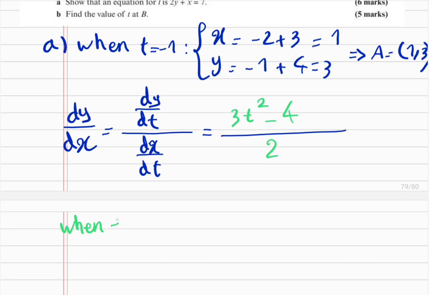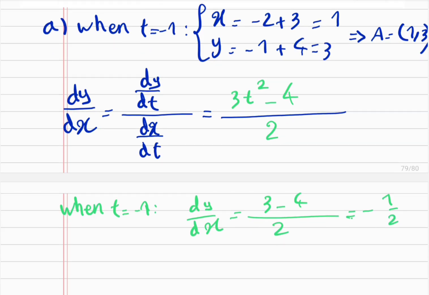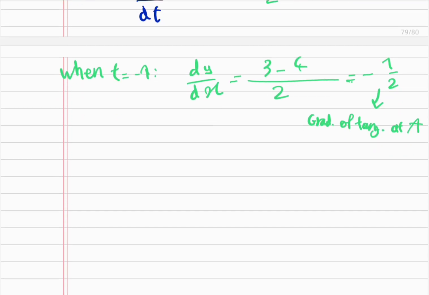So when t is equal to minus 1, dy by dx is equal to, minus 1 squared is just 1, 3 minus 4 divided by 2, which is minus a half. So this is the gradient of the tangent at A. All right, now we have the gradient, we have the coordinates of A. We just need to find the equation of the straight line.